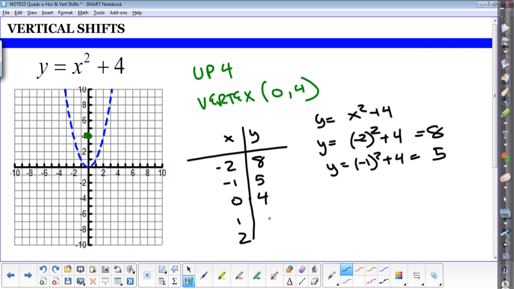And if I plug in 1, I'm going to get 5. If I plug in 2, I'm going to get 8. What do you notice about the table again? Yes, it repeats. So I've got -2, 8, -1, 5, 0, 4, 1, 5, and 2, 8. And then I can graph it as a U. Okay? So if I can remember my parent function is at 0, 0, this tells me to go up 4, then I can make a table, a smart table. I don't have to pick too many values.